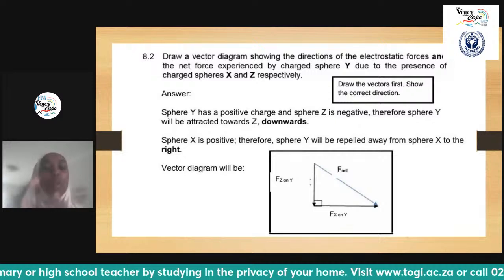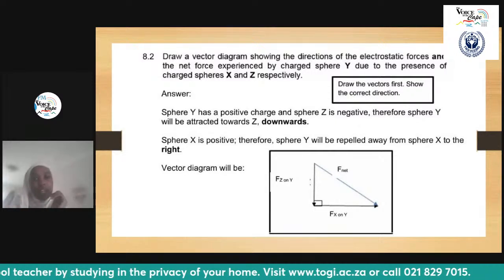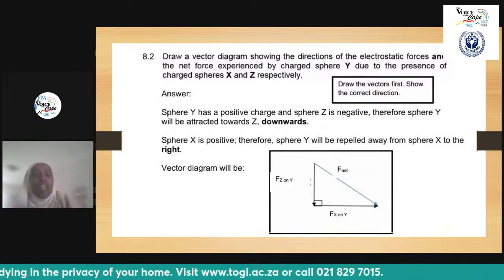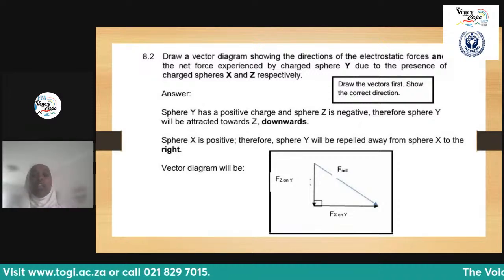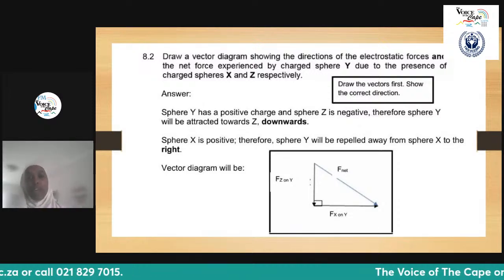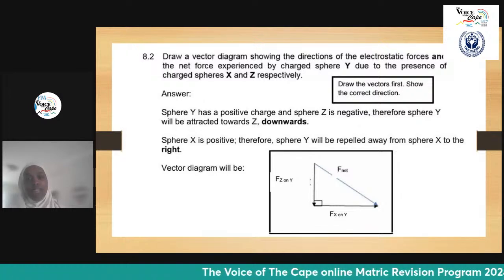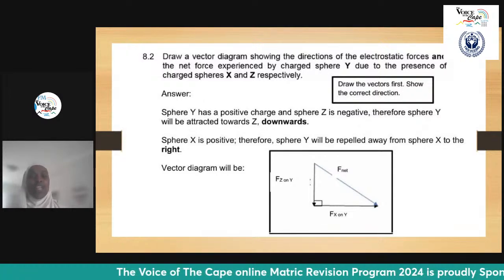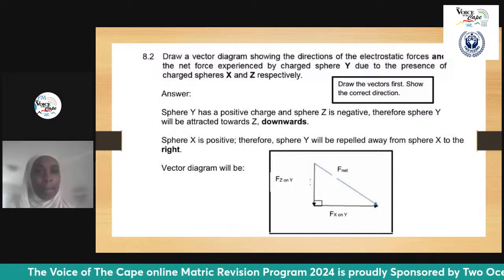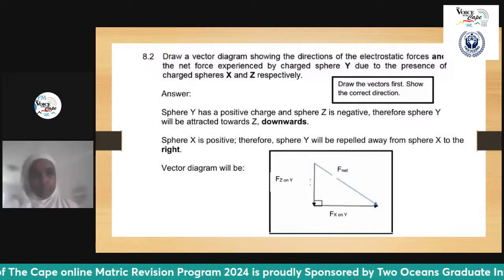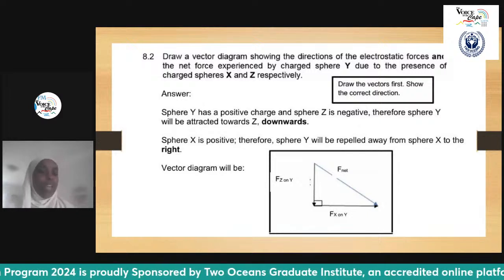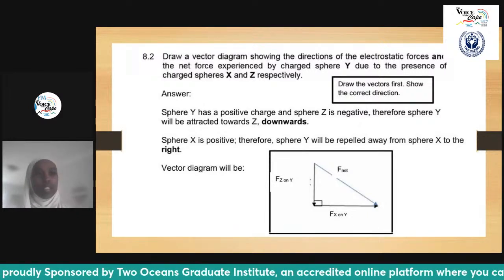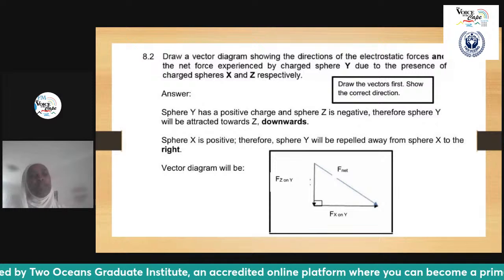So what did we say? X and Y are repelling. Z and Y are attracting. So this would be X on Y, and this would be Z on Y. You see how it's drawn head to tail? Very important. So net would be your hypotenuse. That's a vector diagram, and those are your 2 marks. I hope that is crystal clear. Makes sense to everyone?